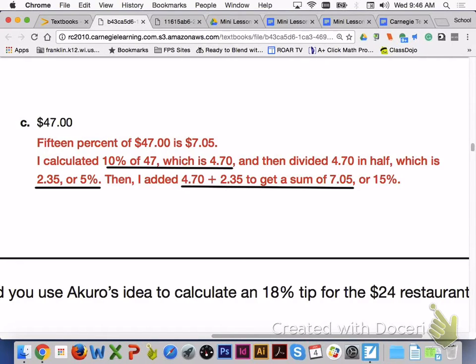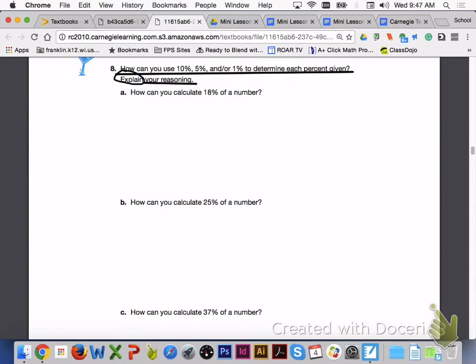And for letter C, 10% of 47 is 4.70. Half of that, or 5%, is 2.35. If you add them together, you get 7.05, which is your 15%. So 15% of $47 is $7.05. Turn to page 410 and answer number 8, letters A through C with your group members.